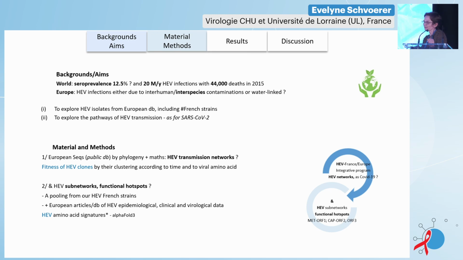And as you can see, we have with hepatitis C virus a lot of questions. The first is the seroprevalence. We are not completely sure that our seroprevalence data is a good evaluation. We believe that we are around 12%, and around 20 million infections a year, with more than 40,000 deaths evaluated in 2015. But a lot of questions on this.